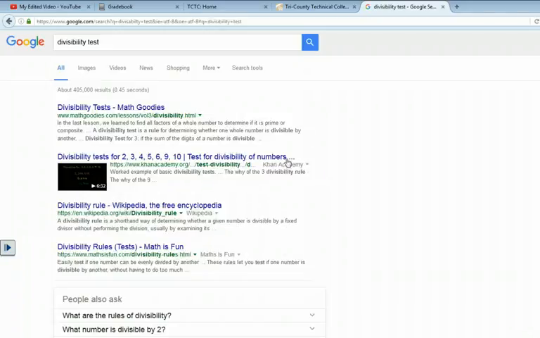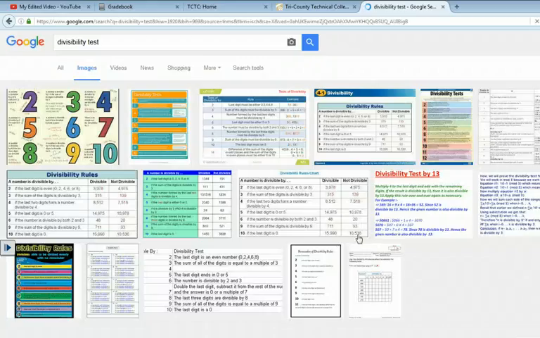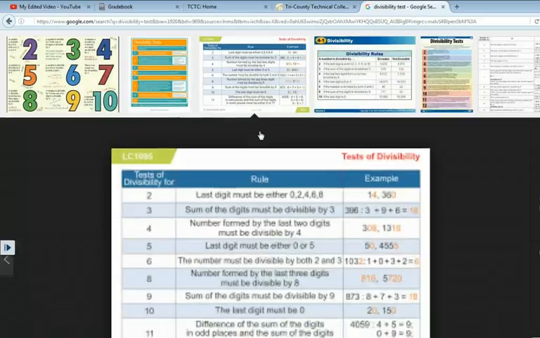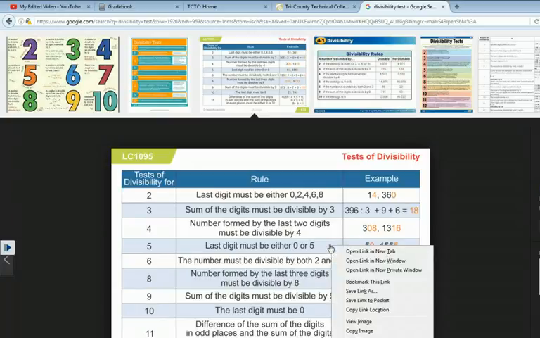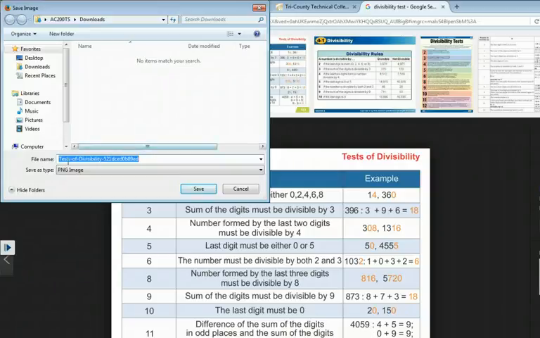And you can just do images. And there's your divisibility test. If you want to write it down, that's fine. I should have put it on the slide, but I'm sorry. Hold on, I'll fix it. Copy image. Do I want to copy image? No, I want to save image. Save image, divisibility test. I'm just going to call it divisibility.